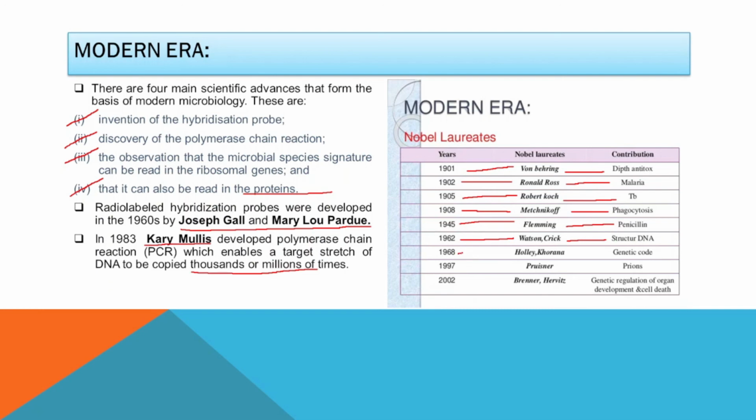In the year of 1968, Holley and Khorana won the Nobel Prize for discovering the genetic code, and in 1997, Prusiner also got the Nobel Prize for finding out about prions. Lastly, in 2002, Brenner and Horvitz discovered the genetic regulation of organ development and cell death and won the Nobel Prize.